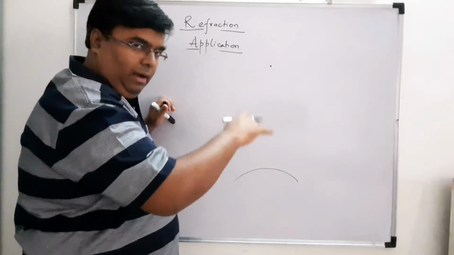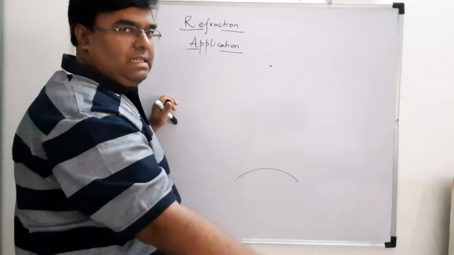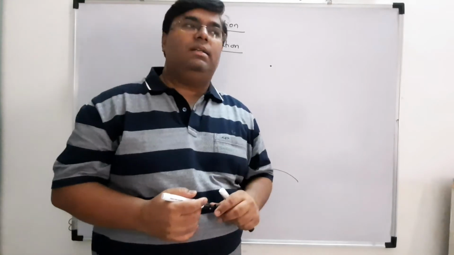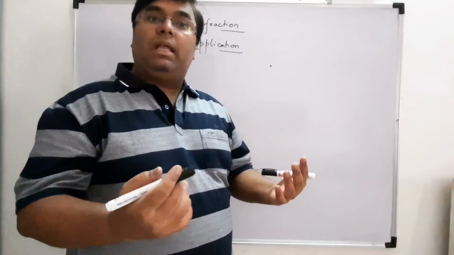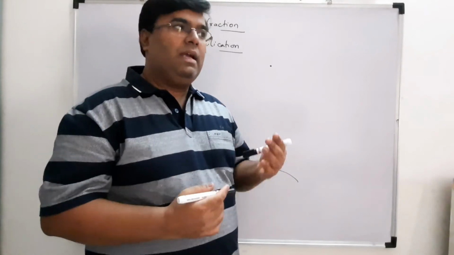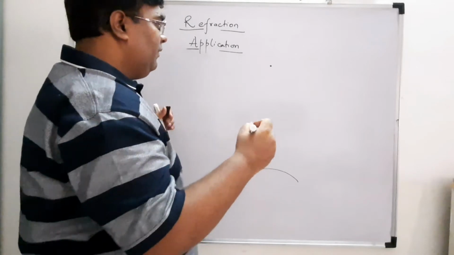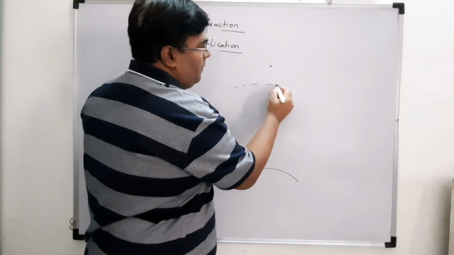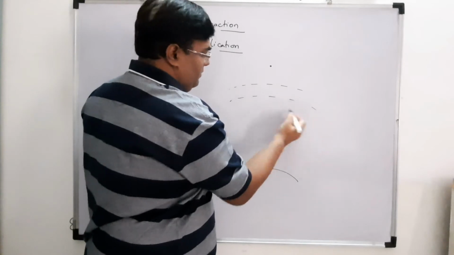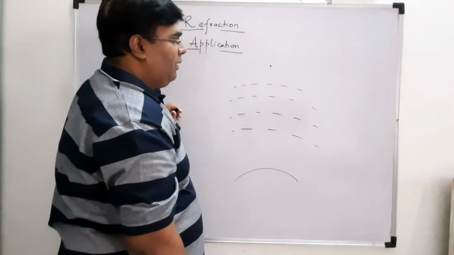Now while traveling, what happens? There are lots of gases in space, correct? There will be lots of gases and lots of dust particles also in space, and light travels through that area. So what will happen if I just draw different layers? What will happen?